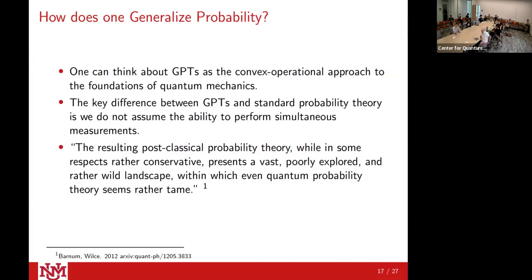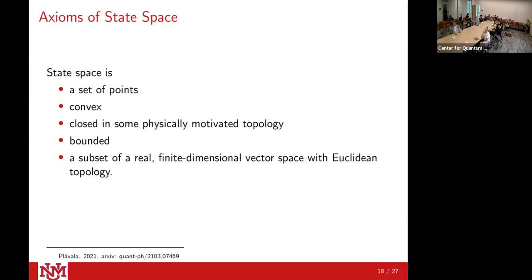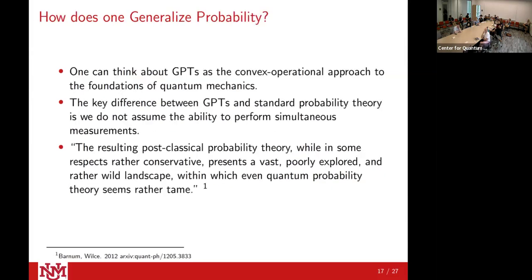And Alexander Wilson. Oh, and then here we have this quote from Barnum: "The resulting post-classical probability theory, while in some respects rather conservative, presents a vast, poorly explored, and rather wild landscape within which even quantum probability theory seems rather tame." It's kind of like, oh, this is the Wild West out here, GPT land. So whatever will get you grant money, it seems like the masses would have a lot of fun with it.